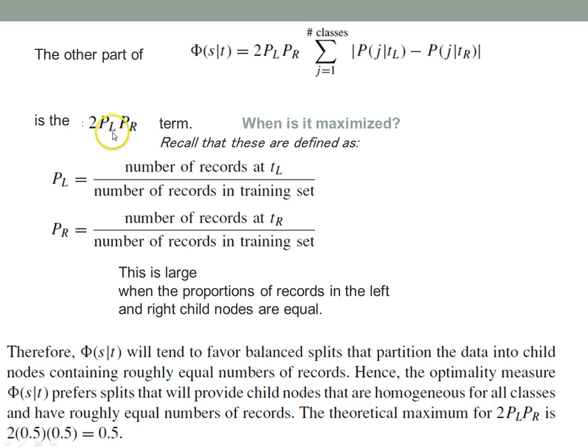So suppose 90% of the records were in the left side and only 10% of the records were in the right side. What would this give you then? This one times this would give you 0.9 times 0.1. What is that equal to? 0.09, right? A tenth of 90% is 9%, right?